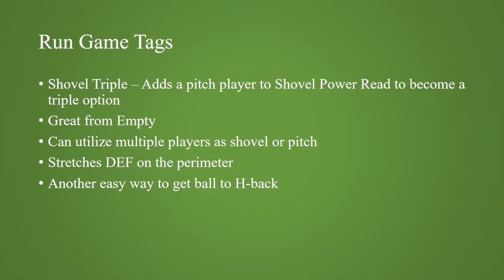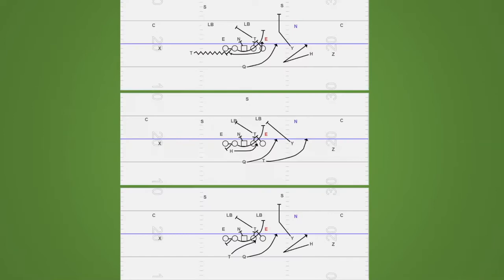It stretches the defense on the perimeter. Another easy way to get the ball to the H-back. And a lot of defenses aren't used to necessarily having to play triple option principles anymore. So I dug up some old 2003 Utah footage for this one because I think they did maybe the best job of it. This is where I really kind of fell in love with the play.